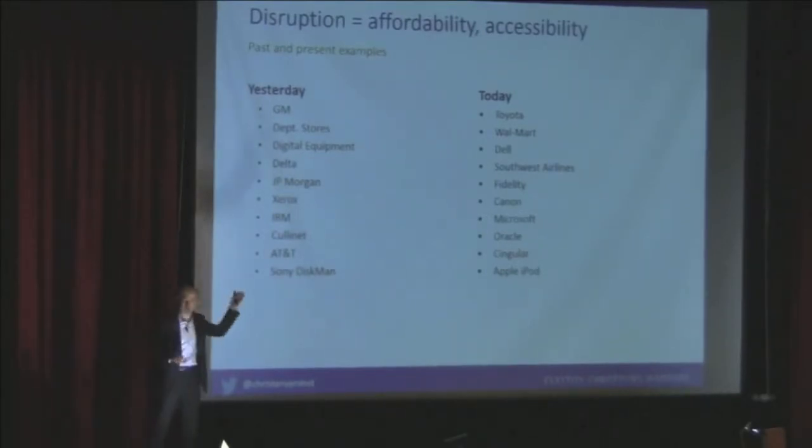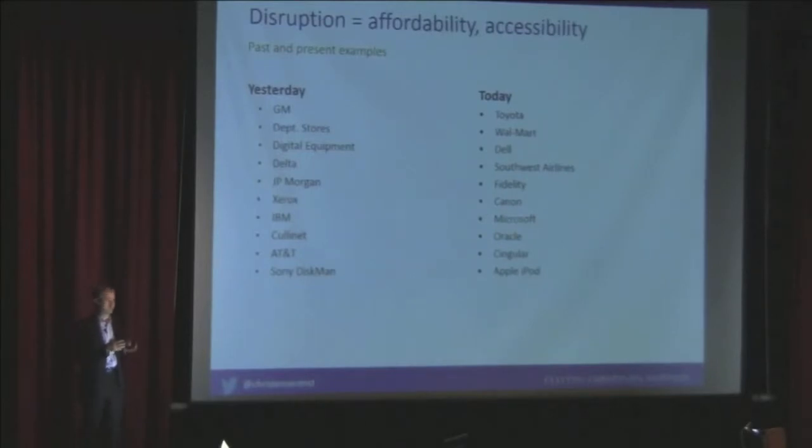I've put up here, I should change the name of the columns, but the yesterday column is those organizations that in their own right were once disruptive, and the today column is more those organizations that 10, 15 years ago were disruptive. And they disrupted those organizations in the yesterday column, right? And so you can tell a story about how this played out in each field. I'll just do a couple of them.